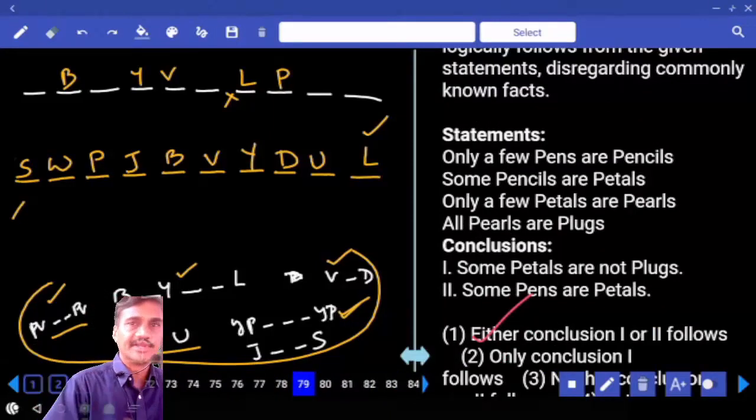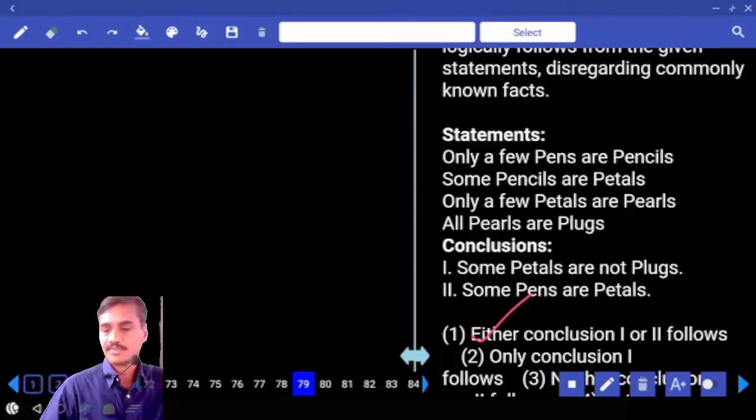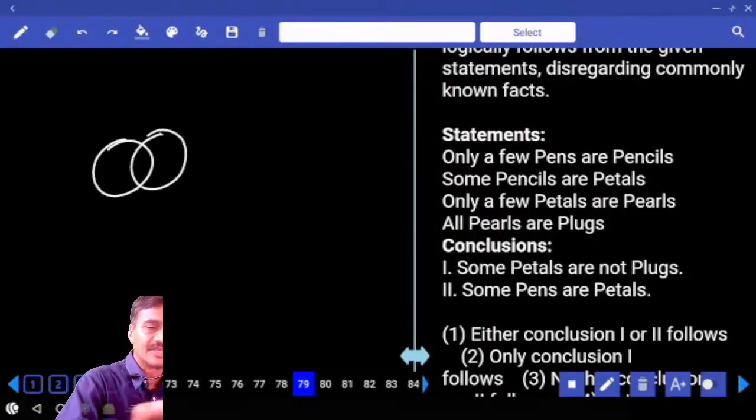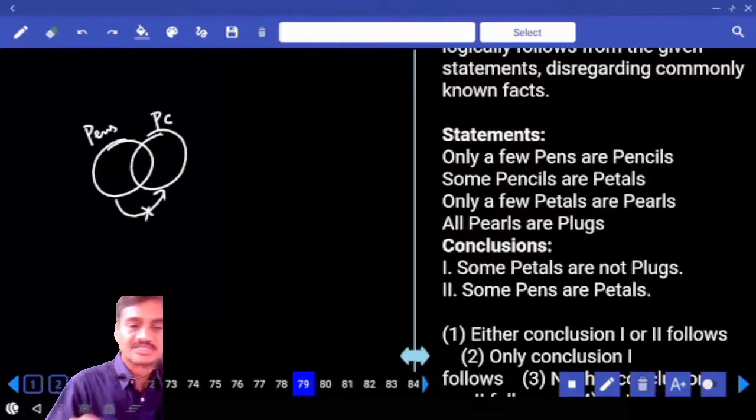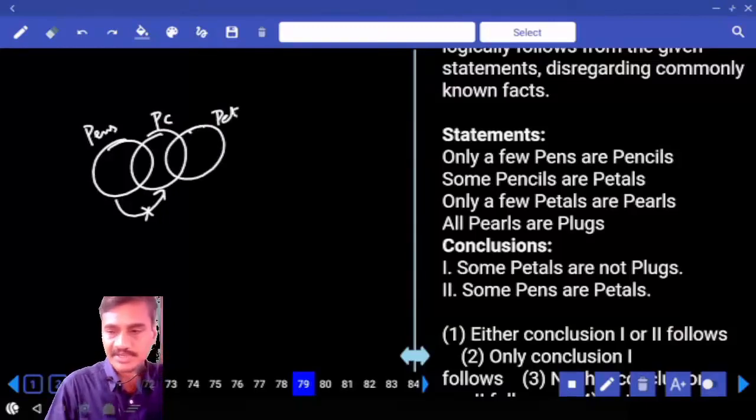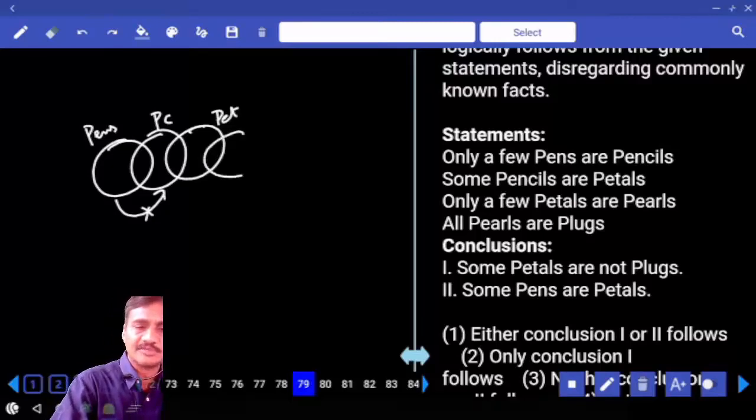Then 79 onwards, they are based on syllogisms. Only a few pens are pencils. Only some of the pens are pencils, but not all. And some pencils are petals. Only a few petals are pearls. Only some of the petals are pearls, but not all. And all these pearls are plucked.